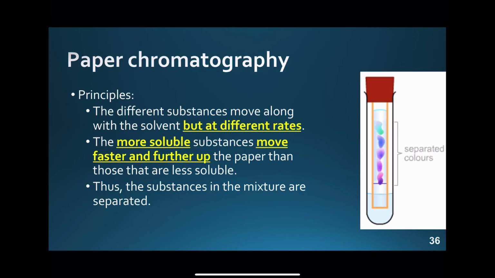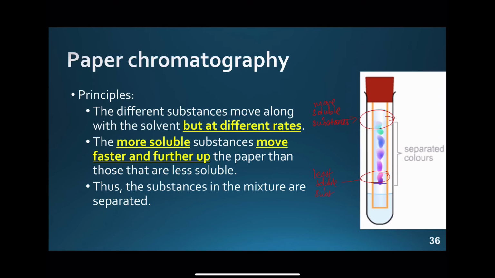So how exactly does this technique work? Basically, in paper chromatography, the spots are separated at different locations because the substances actually move at different rates. Some of them move slower, some of them move faster. So what is the difference? Whichever spots move faster are the more soluble spots, which are those with the more soluble substances. Those that didn't really move much are those with the least soluble substances.